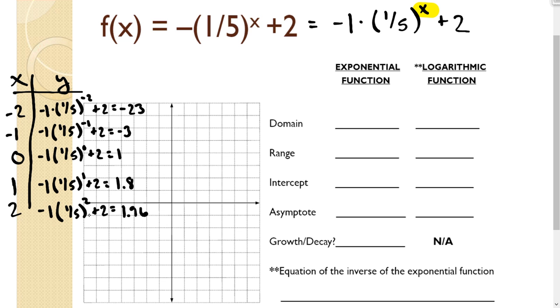Okay, so I realize I'm kind of writing all over the graph here, but that's what I've got room for. So we're just going to enjoy it. So let's go through and plot those points.